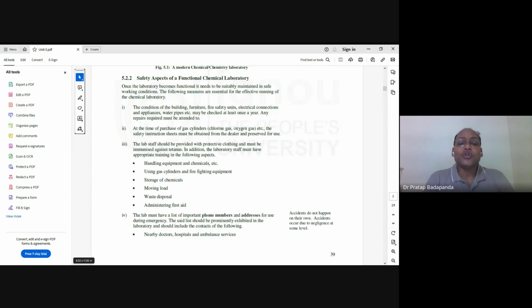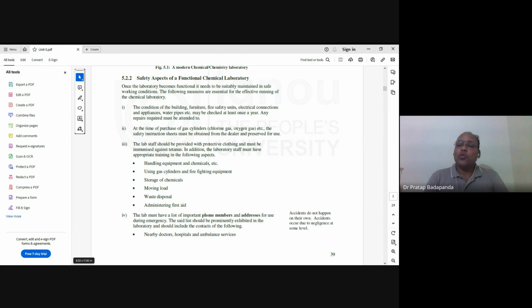The lab staff should be provided with protective clothing and must be immunized against tetanus. In addition, the laboratory staff must have appropriate training in the following aspects: handling equipment and chemicals, using gas cylinders and firefighting equipment, storage of chemicals, moving loads, waste disposal, and administering first aid. Another thing is waste disposal. Waste disposal is the most important thing. You should not pour everything into the basin. You should not.